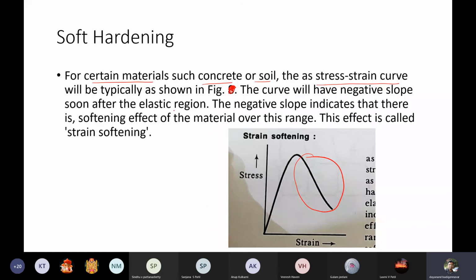Okay, soon after the elastic region, this is the elastic region, let's note point Q. If the stress is greater than the point Q, the strain suddenly decreases. There is a negative slope. So the negative slope indicates that there is a softening effect of the material. Okay, strain hardening as well as strain softening. Okay, so this is the case.